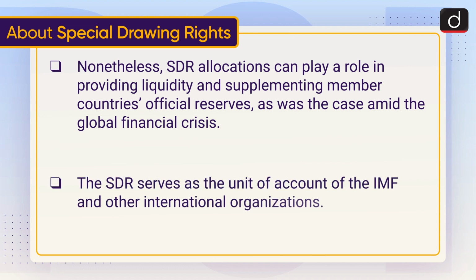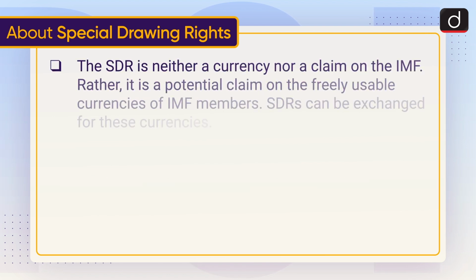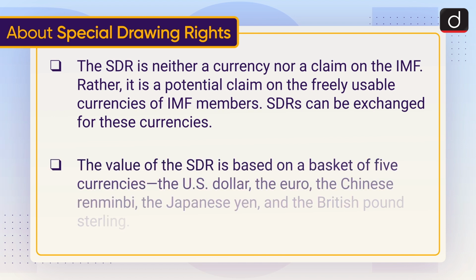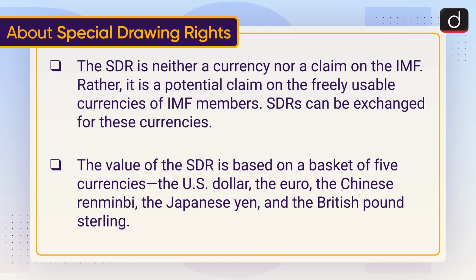The SDR serves as the unit of the account of the IMF and other international organizations. The SDR is neither a currency nor a claim on the IMF. Rather, it is a potential claim on the freely usable currencies of IMF members. SDRs can be exchanged for these currencies. The value of the SDR is based on a basket of five currencies: the US dollar, the euro, the Chinese renminbi, the Japanese yen, and the British pound sterling.